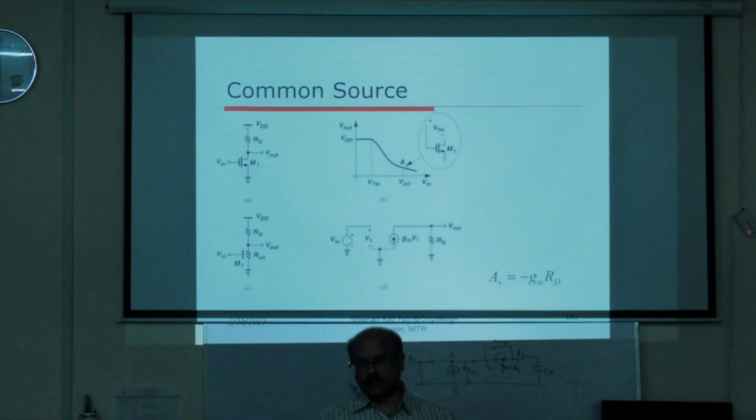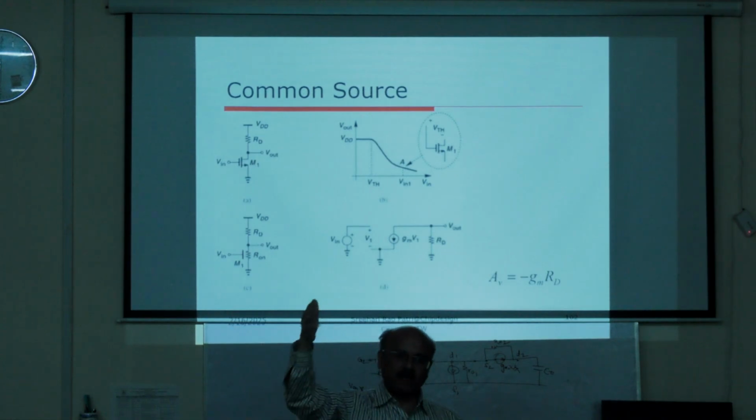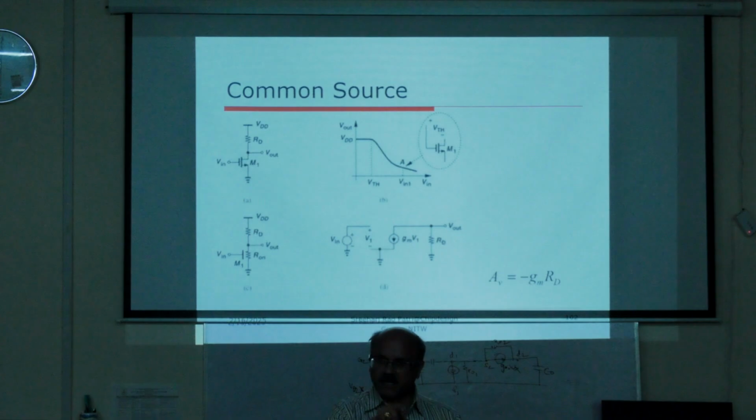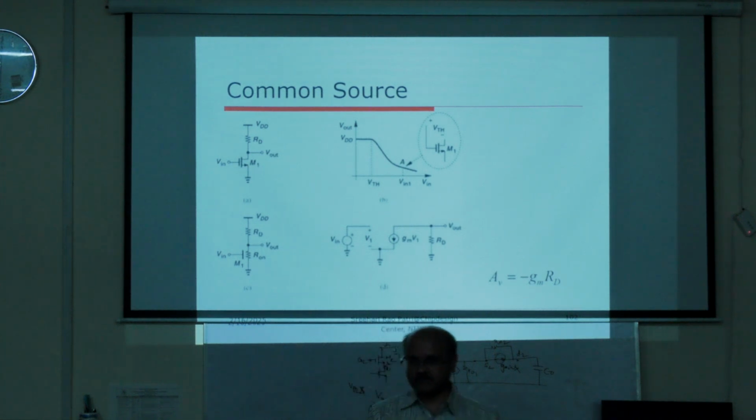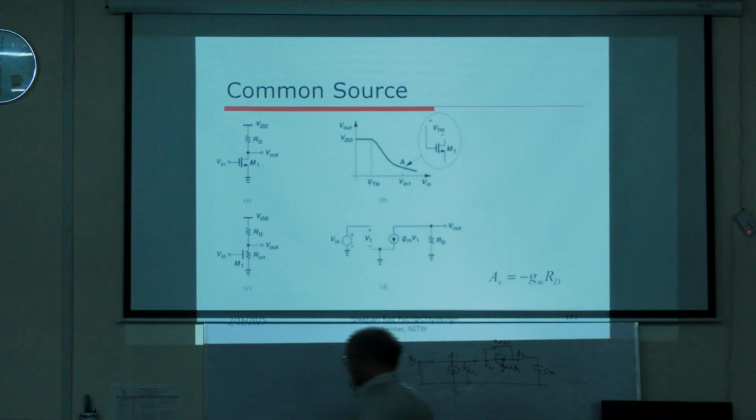And I know R naught 1 is equal to 1 by lambda ID. I know lambda, therefore I will calculate ID. And once I know ID, I know GM value. GM1 already we have calculated from the gain bandwidth expression. GM is equal to square root of 2 ID mu C ox W by L, right? Therefore, I know ID, I know GM, and I simply calculate W by L1. W by L1 is same as W by L2. That's it. So this is the story of cascode.